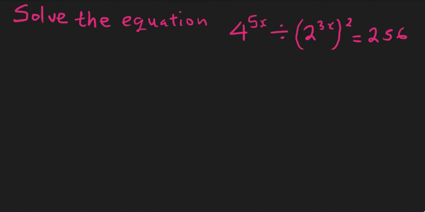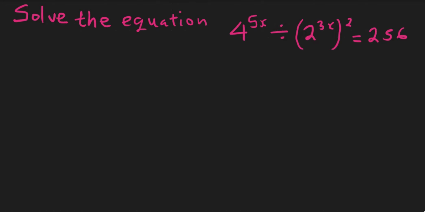Let us look at this nice question. Solve the equation (4^(5x) / 2^(3x))^2 = 256. So the first thing we want to do is just rewrite each and every term in this equation to a common base. You can choose to write it to base 4 or to base 2. So let us go with base 4.